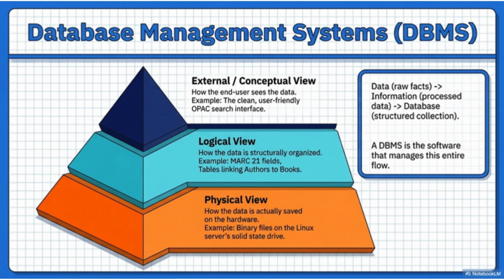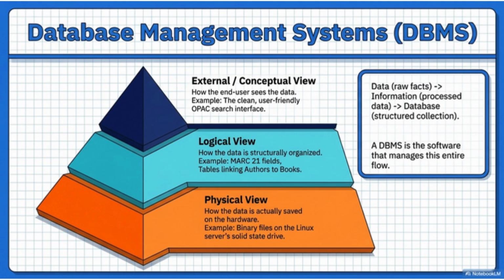So the lowest level is the physical level. This describes how the raw zeros and ones are actually literally stored on the magnetic sectors of a hard drive. The highest level is the view level, which is the clean, formatted screen the librarian actually interacts with at the desk. And sitting between them is the logical level, which maps the relationships between that raw data on the drive and the user interface on the screen.